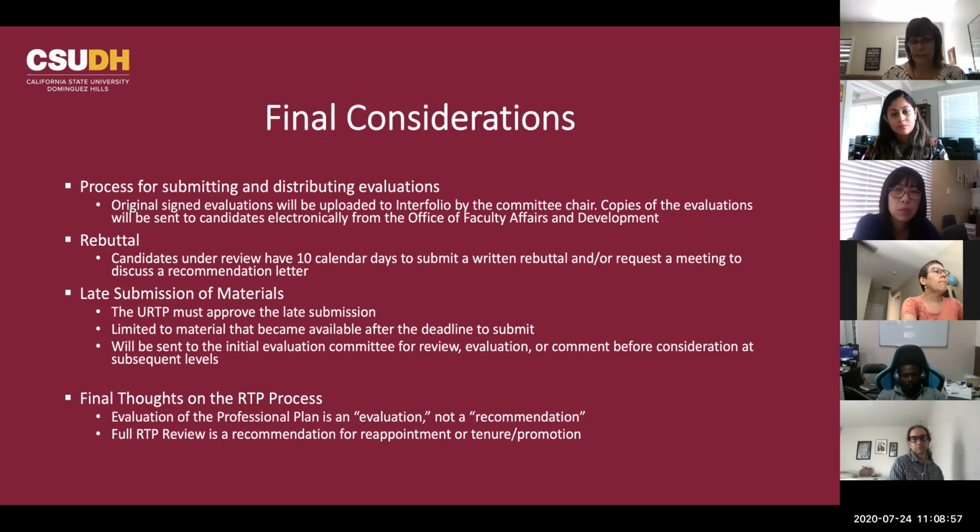Final thoughts on the RTP process. And again, this is mostly for reviewers. Last year you got an evaluation of your professional plan. It wasn't a recommendation. But the full RTP reviews at every level except the president's is a recommendation for reappointment. And just to underscore what I said earlier, your department, your chair, your dean, the provost, they don't make the decisions. The president makes the decision. Everyone else is making recommendations.